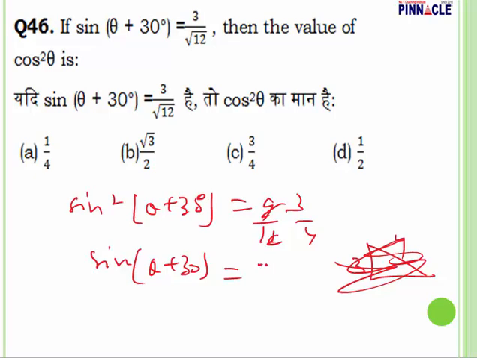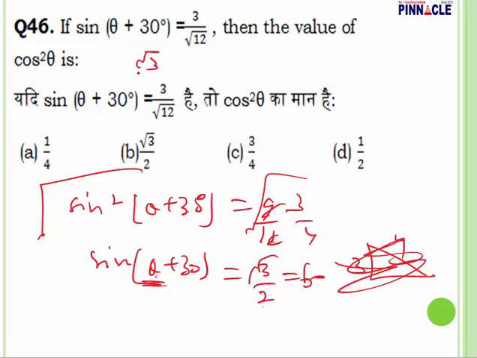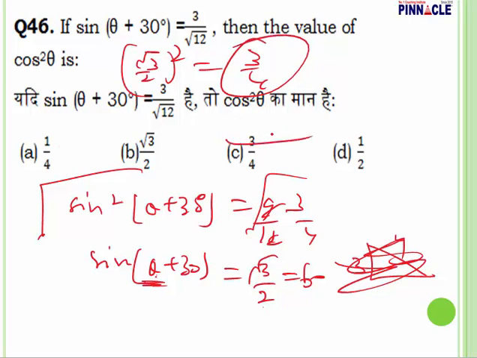Taking the root of both sides, we will get root 3 by 2. And root 3 by 2 is sine 60 degree. It means theta is equal to 30 degree. So 30 plus 30 is 60, sine 60 is equal to root 3 by 2. Theta is 30 degree. The answer is cos square theta, it means cos 30, and cos 30 is root 3 by 2 and square of this would be equal to 3 by 4. 3 by 4, this would be the answer.